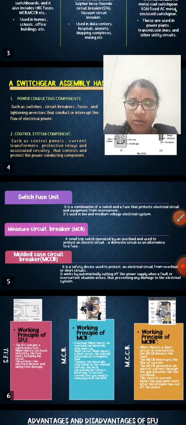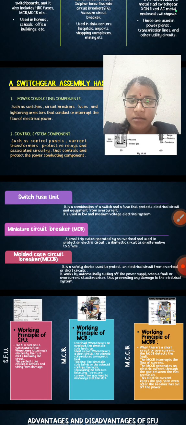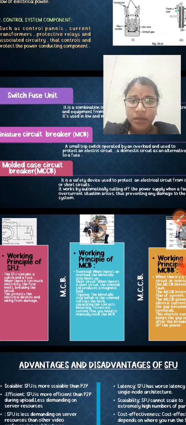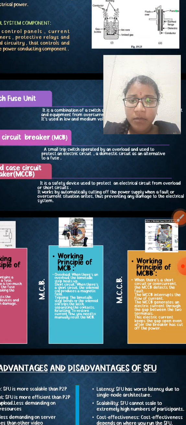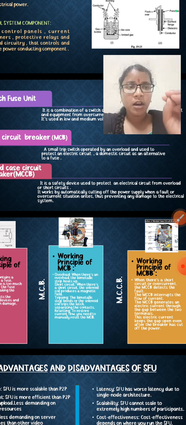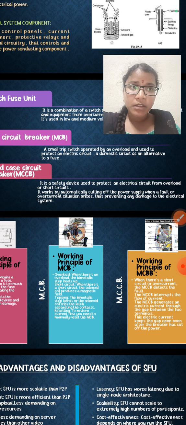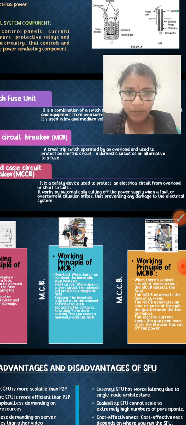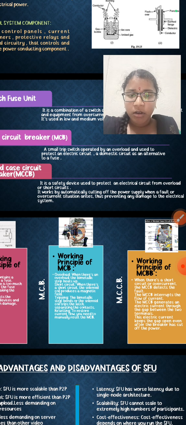Okay. Next, molded case circuit breaker, which is shortly called MCCB. Let's see the definition. It is a safety device used to protect an electrical circuit from overload or short circuits. In houses also, when we see a main switch in olden days, they used to fix a fuse, which would turn off the whole circuit in the home if there was any short circuit.